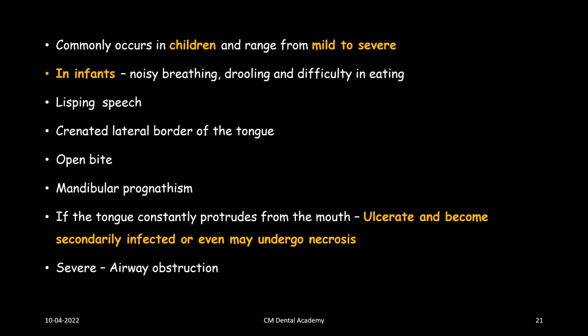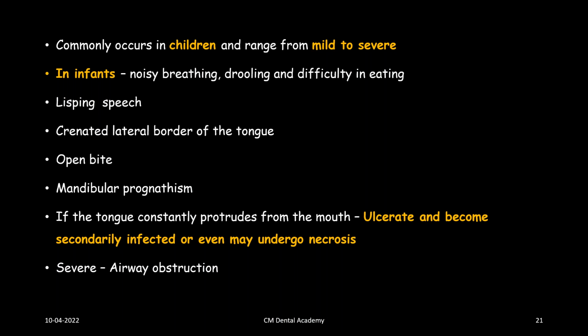It commonly occurs in children and ranges from mild to severe. In infants, it presents with noisy breathing, drooling, and difficulty in eating. Sometimes patients present with lisping speech. The tongue presents with a crenated lateral border. As the tongue is larger, it tends to put pressure on the dentoalveolar arch, and it gets indentations of the teeth on its lateral border, creating a crenated lateral border.